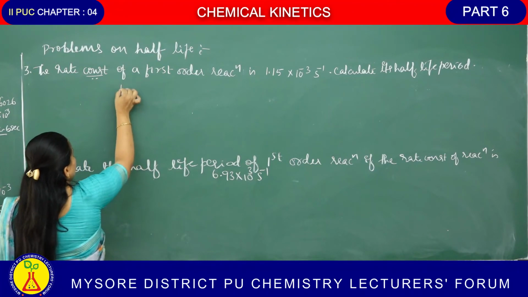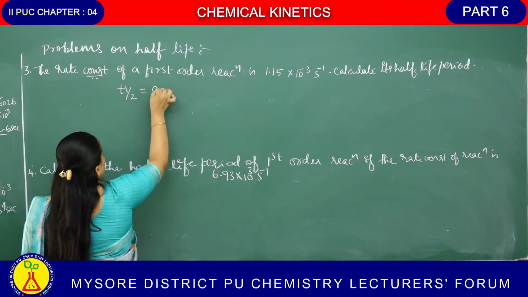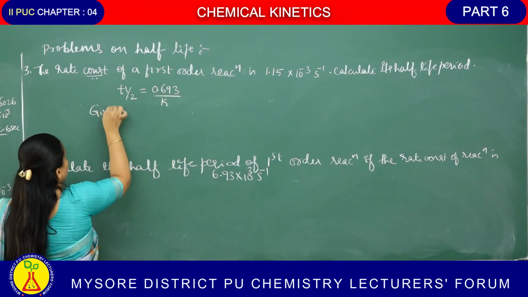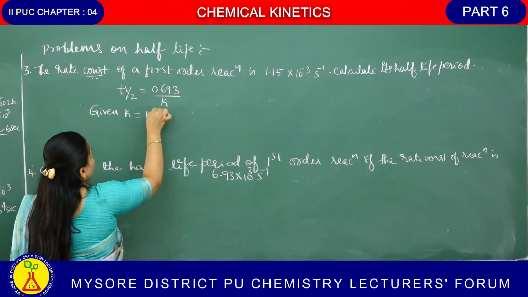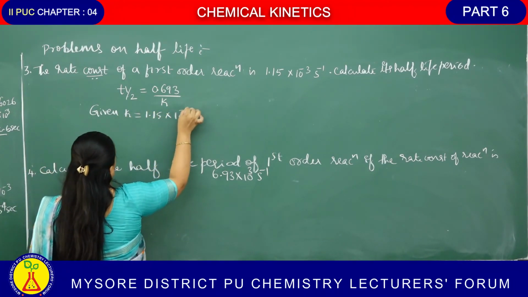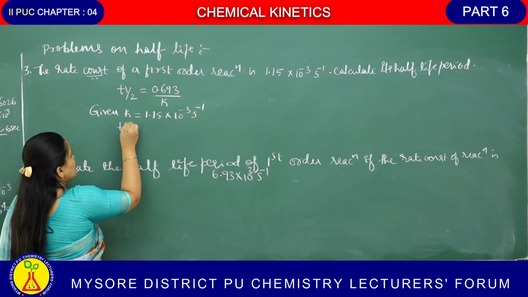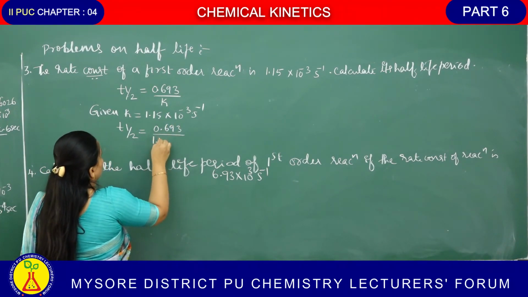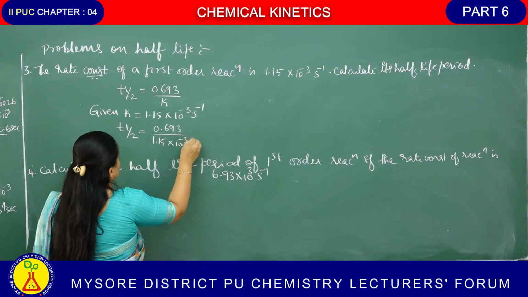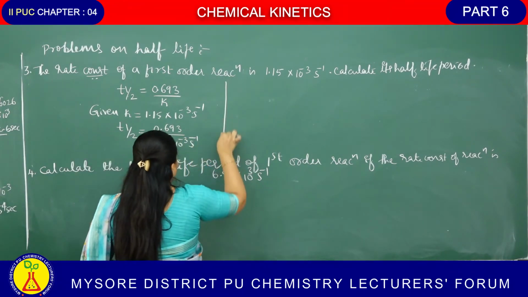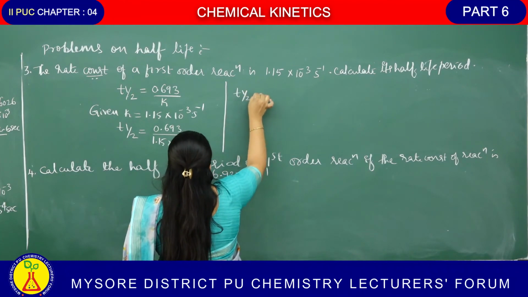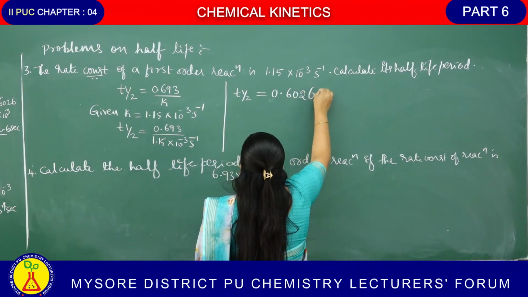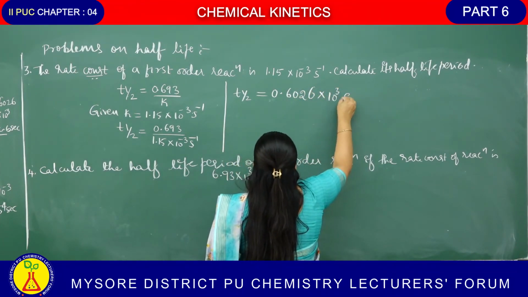Therefore, T half is equal to 0.693 divided by K is the formula, right? We know that T half is equal to 0.693 divided by K. Given K is 1.15 into 10 power minus 3 per second. Substitute the values. T half is equal to 0.693 divided by 1.15 into 10 power minus 3 per second. I will continue here. T half is equal to 0.6026 into 10 power 3 seconds.